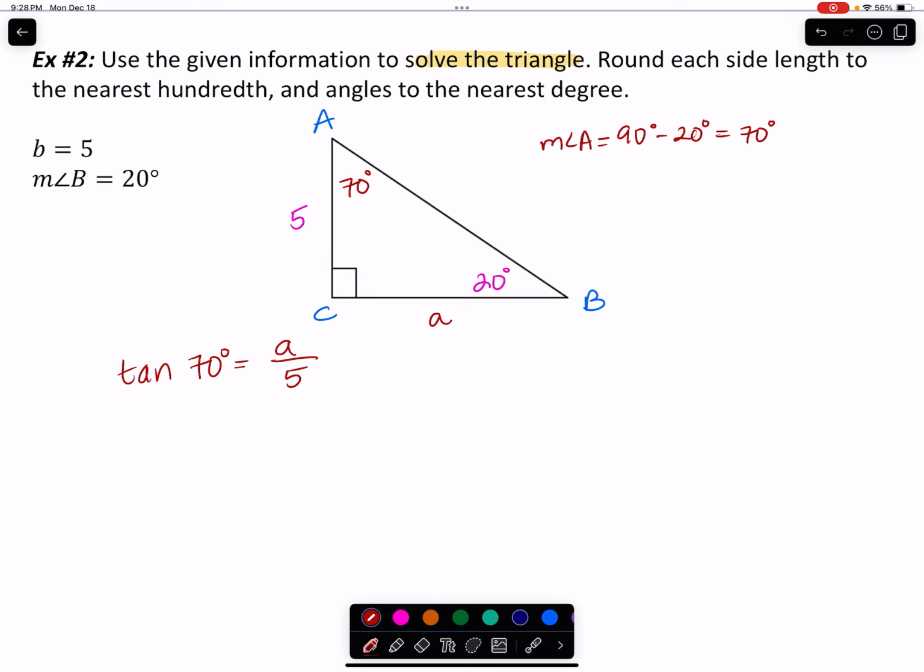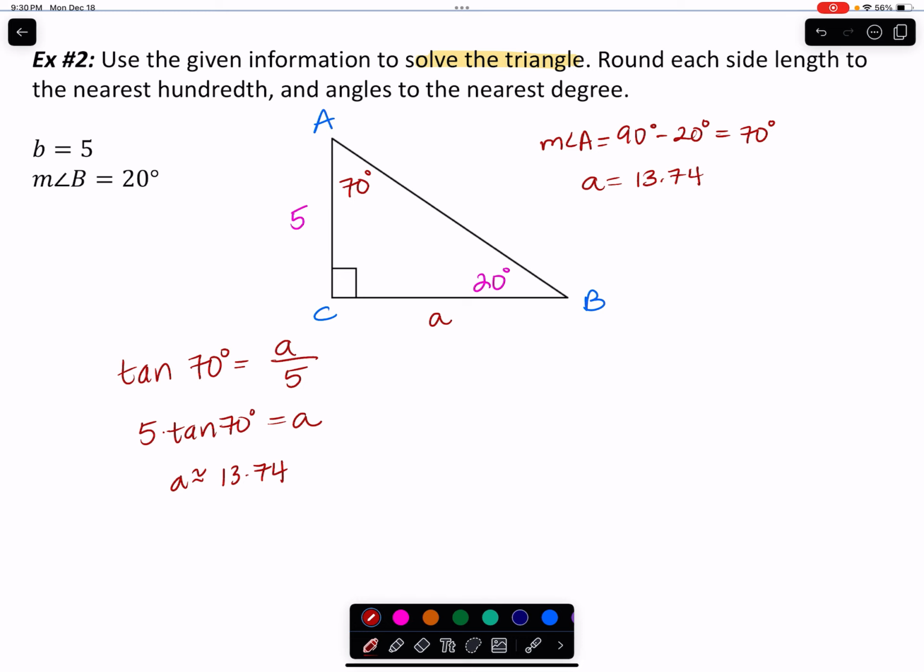Now I'm trying to find A, so I'm going to multiply both sides by 5. So 5 times the tangent of 70 degrees would be equal to A. Now we need to use our calculator to evaluate this. It's a side length, rounded to 2 decimal places. When you're calculating this, you need to make sure that your calculator is in degree mode, because we are using degrees here. So 5 times the tangent of 70 means that A is about 13.74 units. So the measure of side A is 13.74 units.